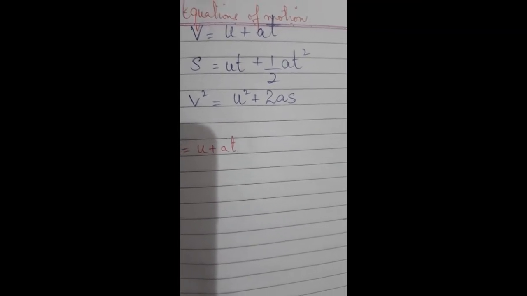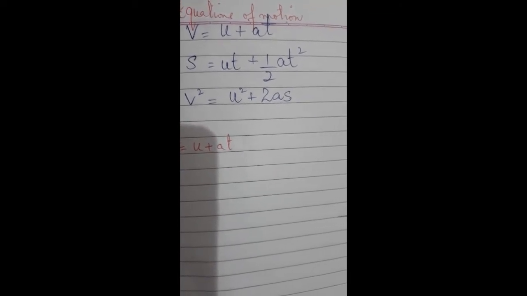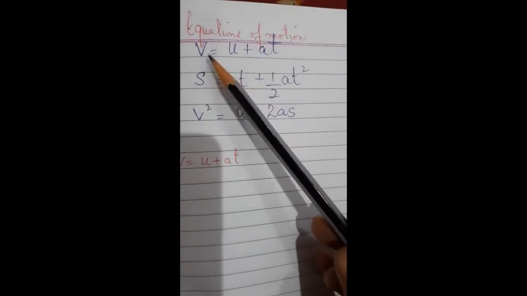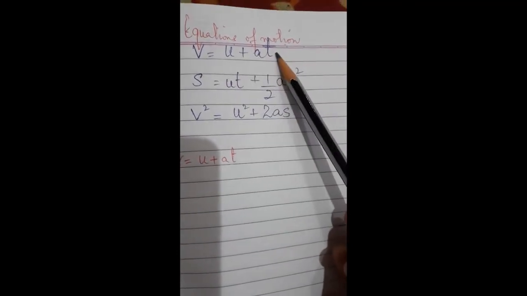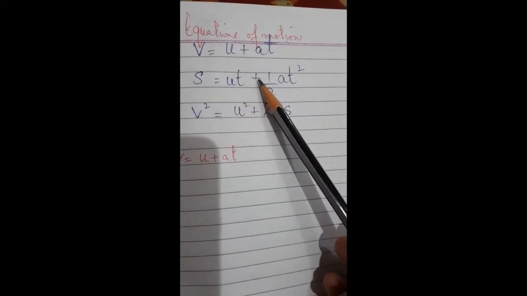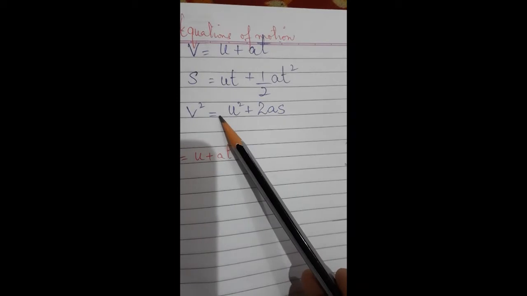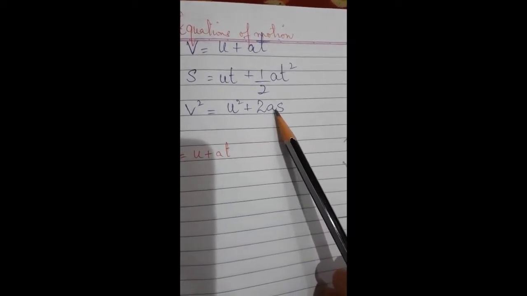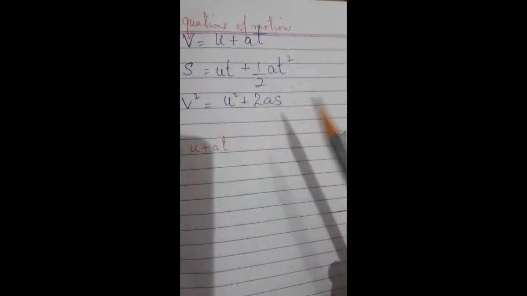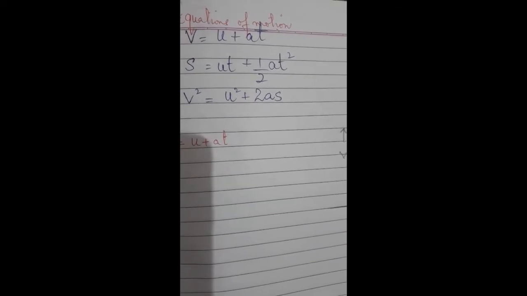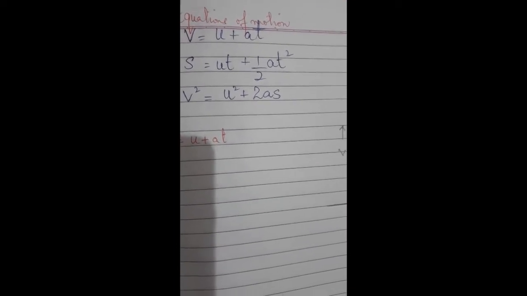Suppose there is a scenario where you have a negative acceleration, then this A becomes minus A. So the equations will become V is equivalent to U minus AT, S is equivalent to UT minus 1 half of AT square, and V square is equivalent to U square minus 2 times AS. So first of all, we will look at the derivations of these equations.